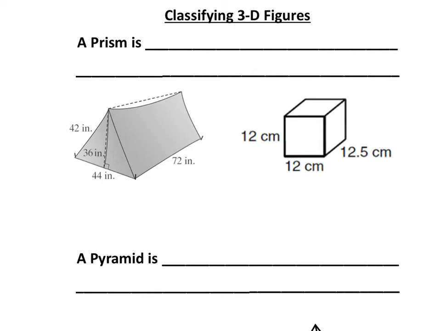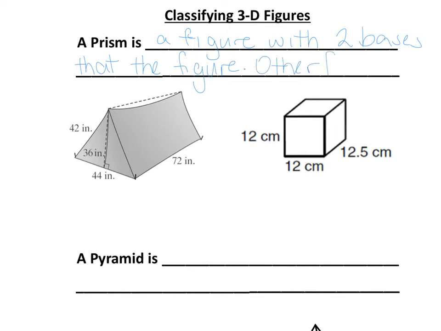Okay, so first is a prism. A prism is a figure. Notice again I use the word figure, not shape. It's a figure and it has two bases. That name the shape. That name the figure. And then the other faces are rectangles. Technically they're parallelograms, but I'll let you call them rectangles.